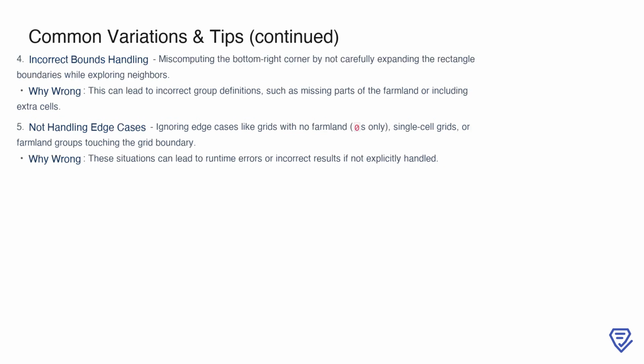Another error to watch for is incorrect bounds handling. When expanding the rectangle to find the bottom right corner of the farmland, you need to carefully account for all neighboring cells. Missteps here can cause you to miss parts of the group or accidentally include extra cells outside the rectangle. This results in incorrect group definitions. Additionally, overlooking edge cases can cause pitfalls. For example, grids with no farmland at all, single-cell grids, or groups that touch the boundary of the grid all need to be handled explicitly. Without addressing these scenarios, your code might encounter runtime errors or produce incorrect results. Always test your solution against these edge cases to ensure robustness.